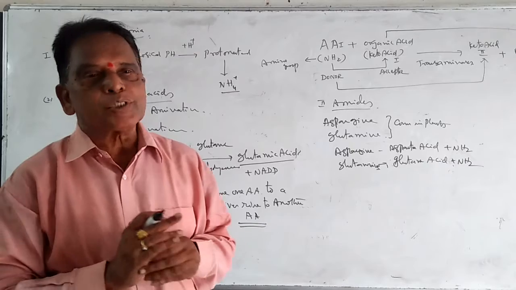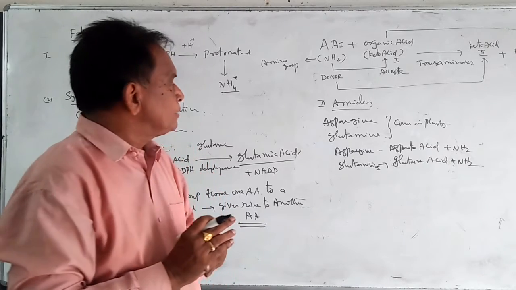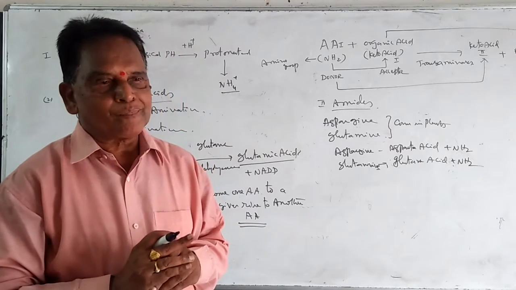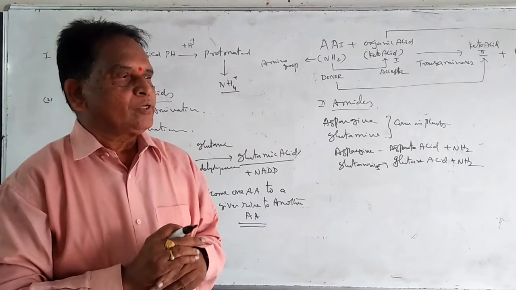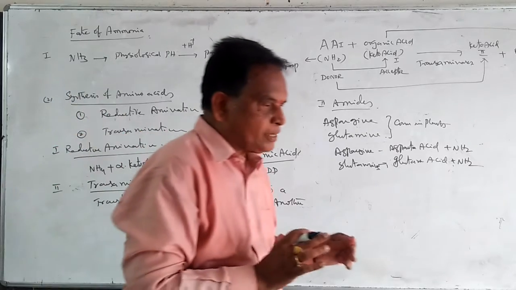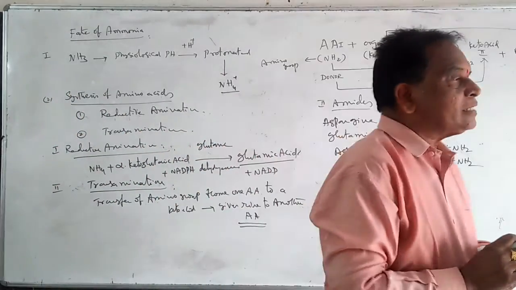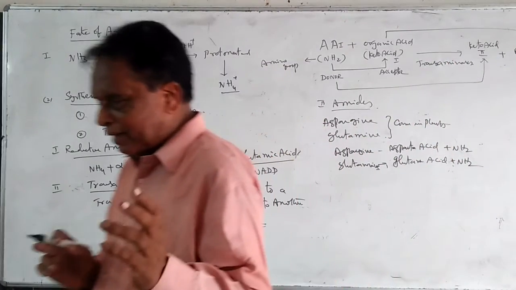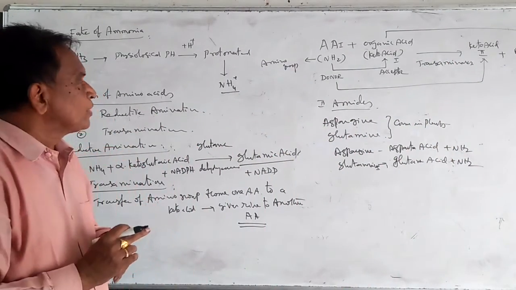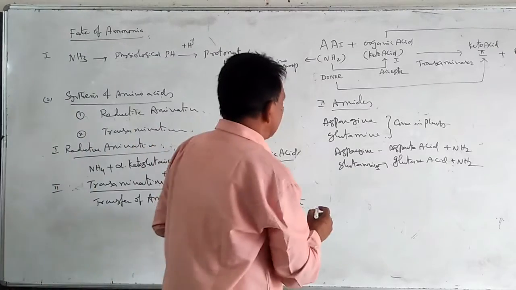The two most commonly found amides are asparagine and glutamine. Asparagine is produced from aspartic acid. Glutamine is produced from glutamic acid. These amides are rich in nitrogen when compared with amino acids. There is also another amide called ureide.